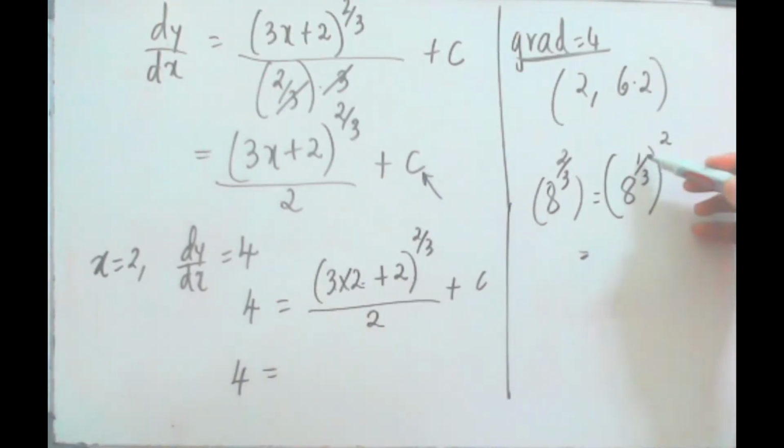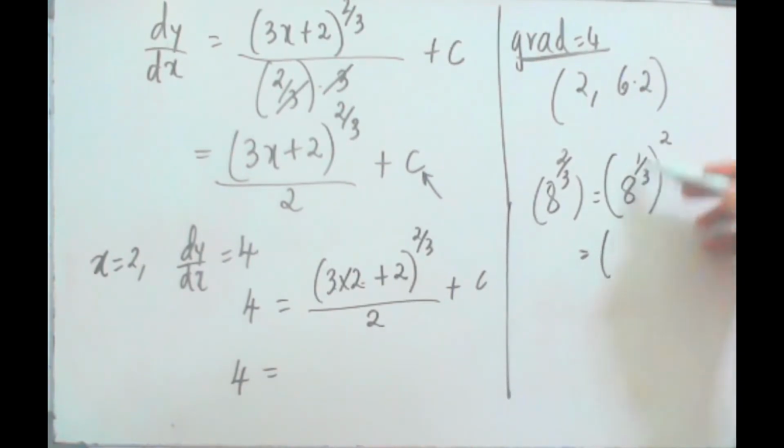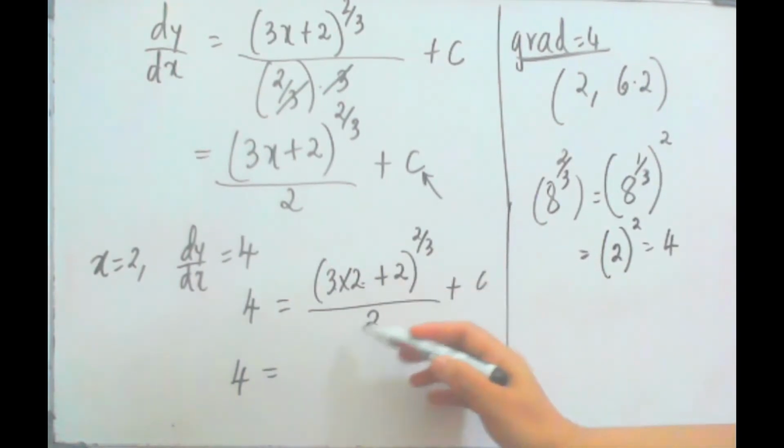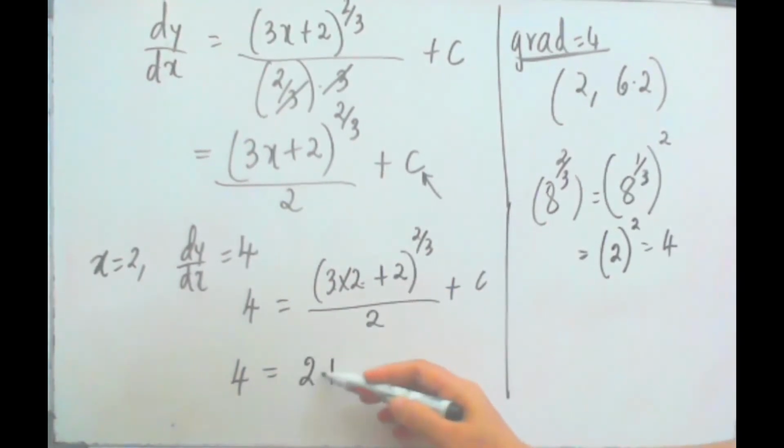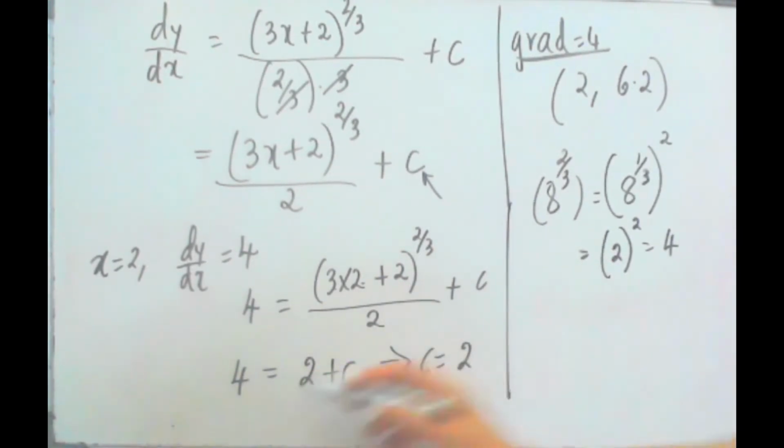Any number to the power 1 over 3 means its cube root. So 8's cube root is 2, squared, so the answer is 4. So this is 4 divided by 2. I get 2 plus c. From this equation it follows that c is equal to 4 minus 2, that is equal to 2.